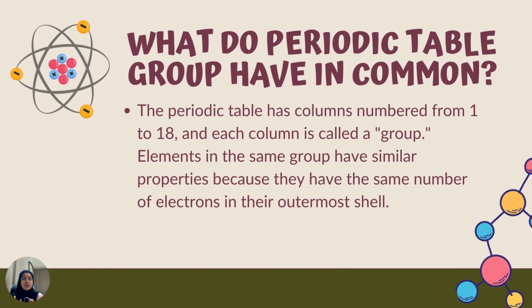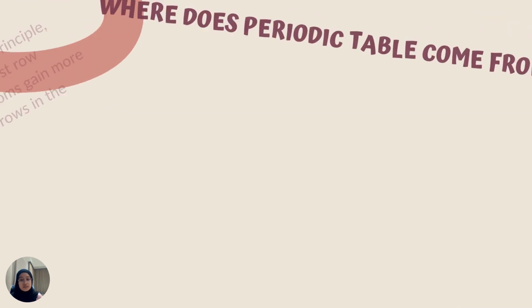So what do periodic table groups have in common? The periodic table has columns numbered from 1 to 18 and each column is called a group. Elements in the same group have similar properties because they have the same number of electrons in their outermost shell.